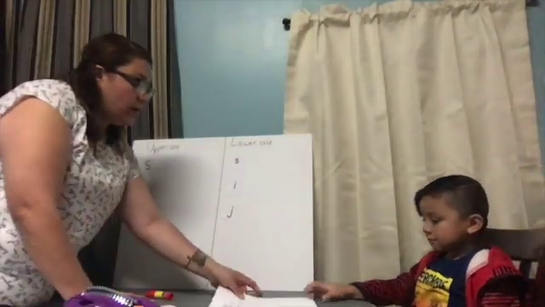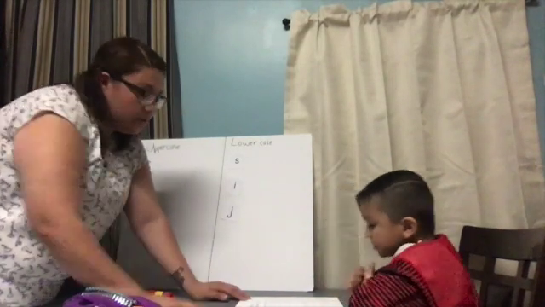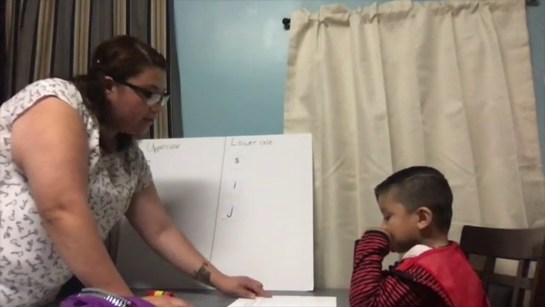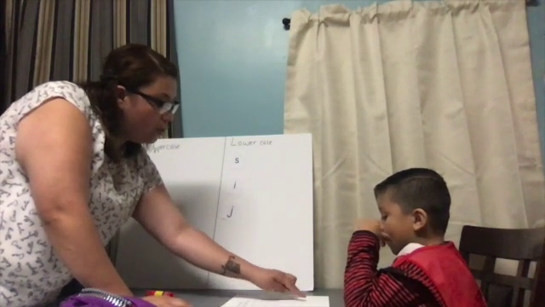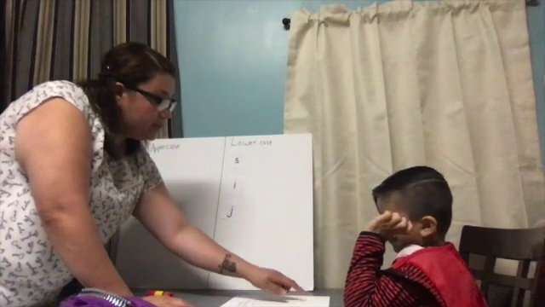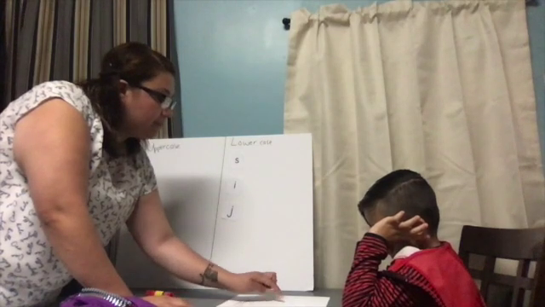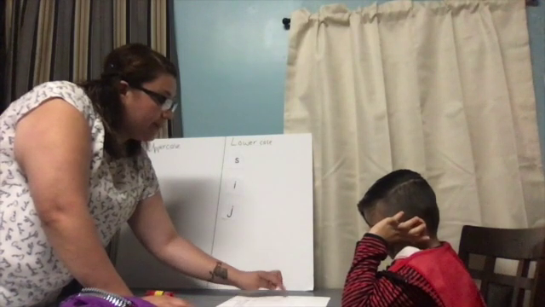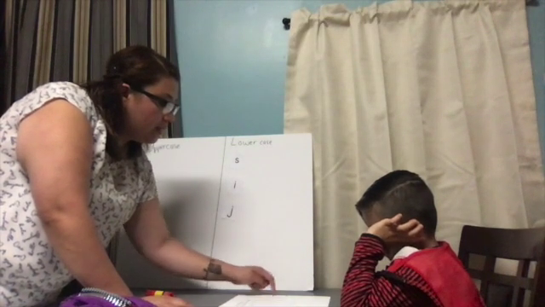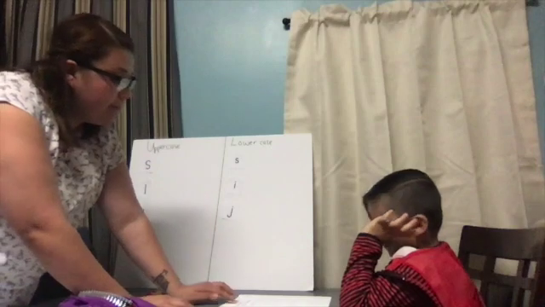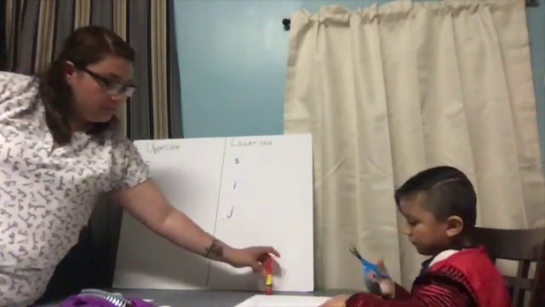Okay, Sebastian, what I'm going to need you to do now is, on the top of the paper, you see here the capital letters, right? On the bottom, we have the lowercase letters. I'm going to need you to cut out each letter and glue it where it belongs so it can be paired up with the capital letter. Go ahead and cut, and you're going to glue.